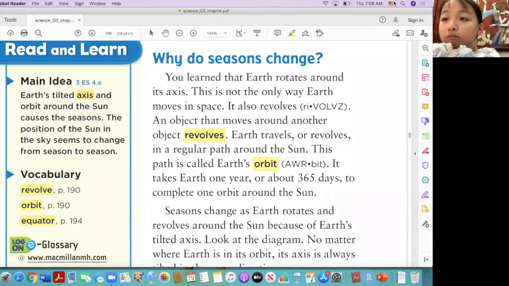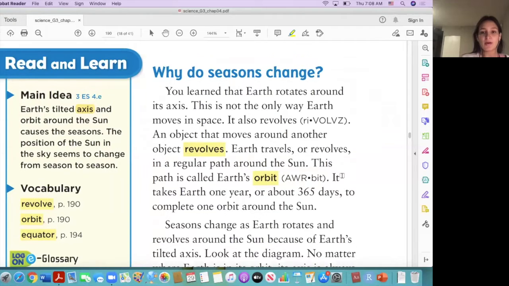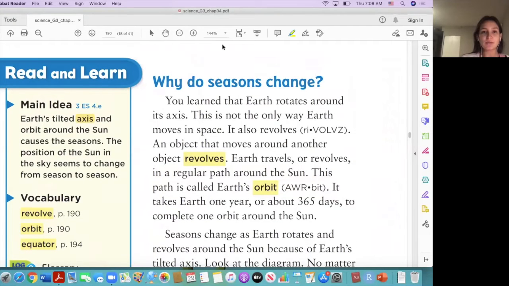Okay, so why do seasons change? So we are going to read paragraph by paragraph, okay, just so we don't get too tired.